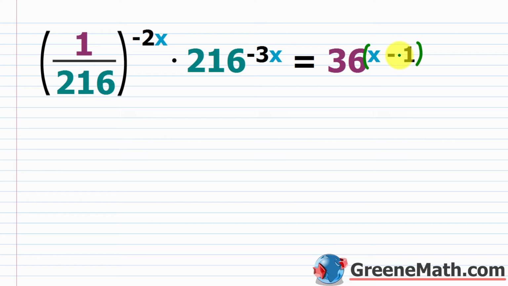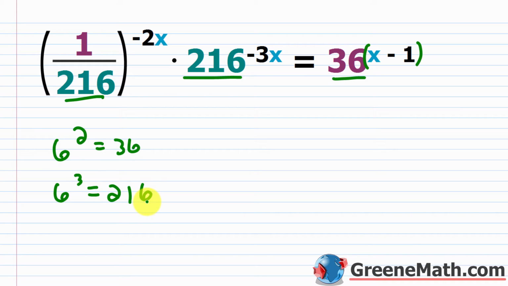So the idea behind this problem is that you're supposed to realize that 36 is 6 squared, right? So 6 squared is 36. And 216 here and here is going to be 6 cubed, right? So this is 6 cubed. This is 216. So we can basically replace the 216 with 6 cubed in each case. And we can replace the 36 with 6 squared.